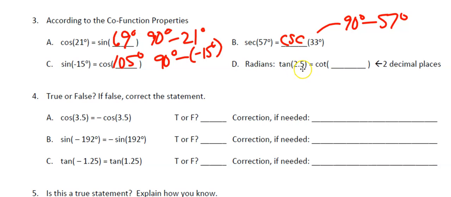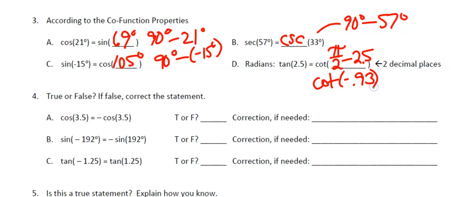We say tangent of 2.5 is equal to the complement of 2.5 in radians, because cotangent and tangent are cofunctions. So what is comparable to 90 in radians? Well, recall that all the way around the circle, 360 degrees is 2 pi. Halfway around a circle is pi, which is 180. So a fourth of the way around a circle, 90 degrees, would be half of pi, which is pi over 2.